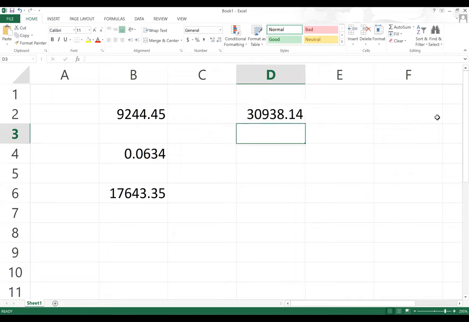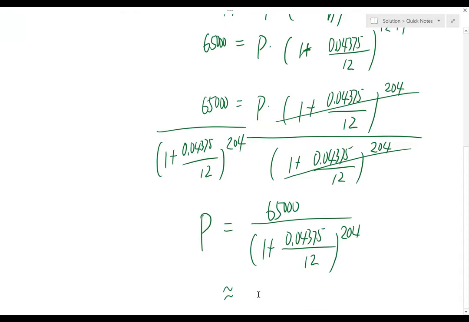And then here enter, you get a result, right? So that should be $30,938.14. If you deposit that amount of money, you end up with $65,000 in 17 years. So if you look at the amount, it's slightly more than doubling, which is pretty good. $30,938.14.